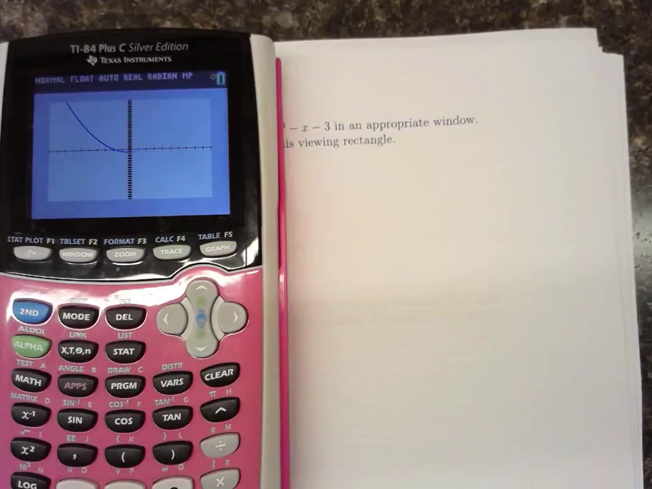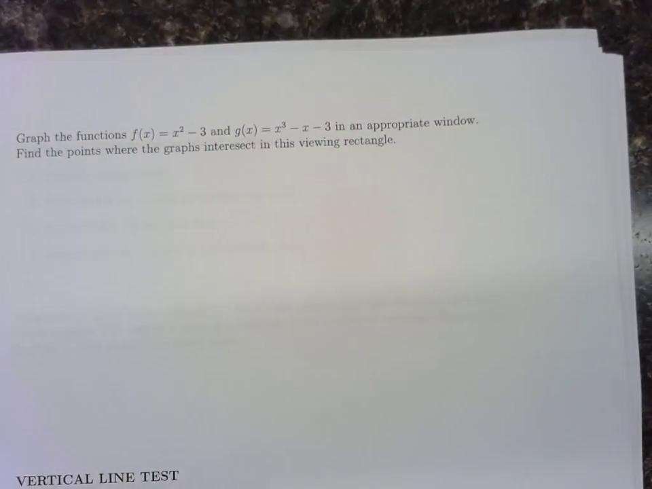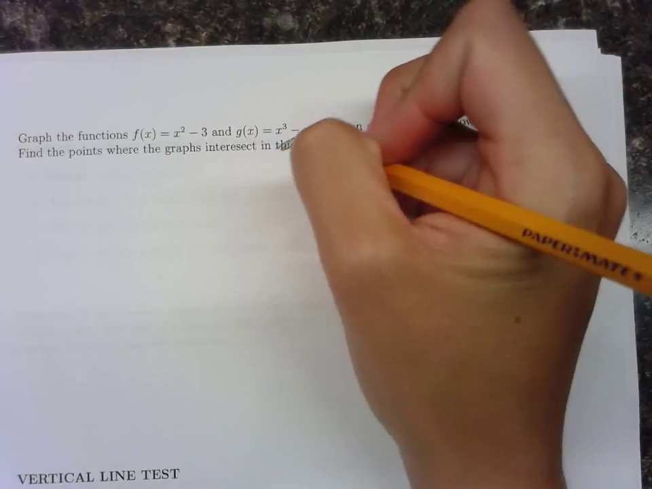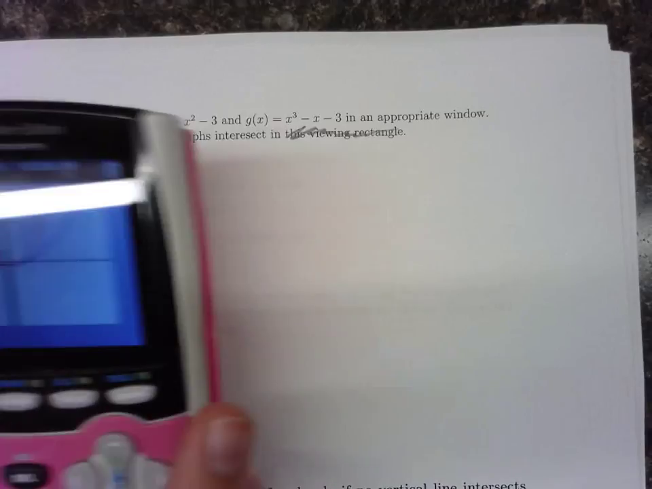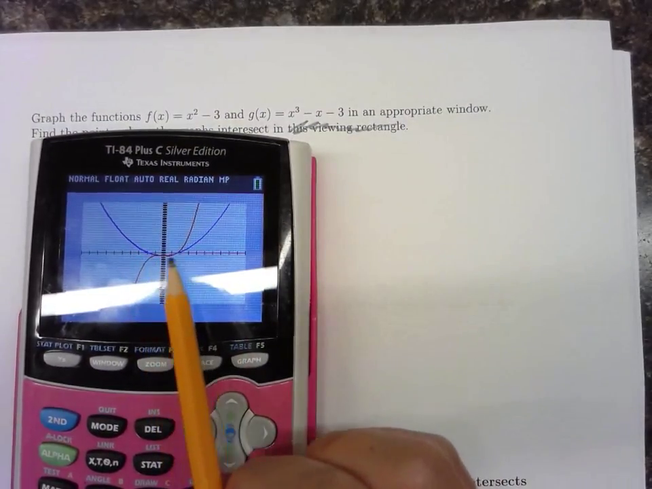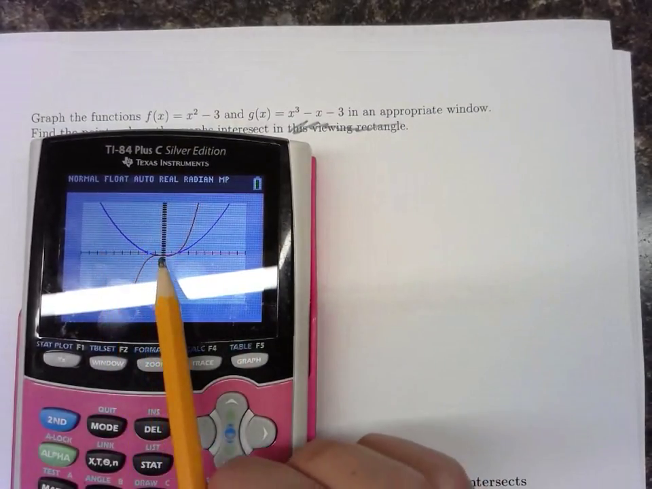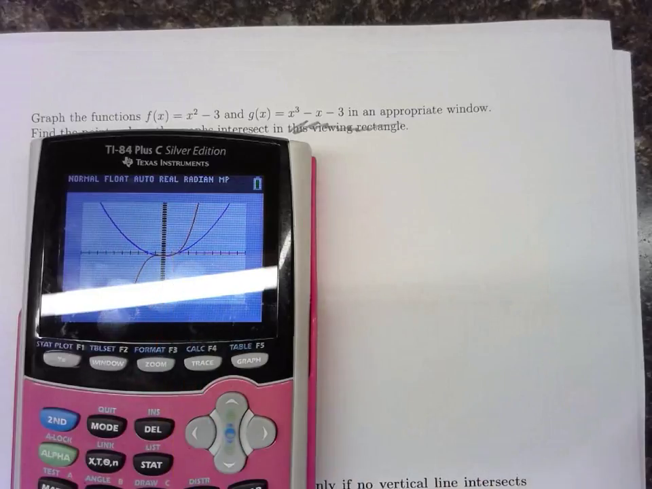Okay, so there's our first function, that's x squared minus 3. And our second function is there. Okay, so it says find the points where the graphs intersect in this viewing rectangle. Which I don't know why it says in this viewing rectangle. Okay, so we need to find where these points intersect. So if you look here, you can see there's some weird thing going on here. So let's go ahead and zoom in.